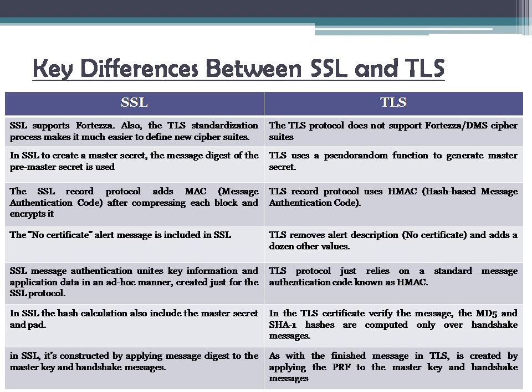Moving on to the next difference. In SSL, in order to create a master secret, the message digest of the pre-master secret is used. In contrast, TLS uses a pseudo-random function to generate a master secret. The third difference, the SSL record protocol adds MAC, which is nothing but message authentication code, after compressing each block and encrypts it. On the contrary, the TLS record protocol uses HMAC, which is nothing but hash-based message authentication code.